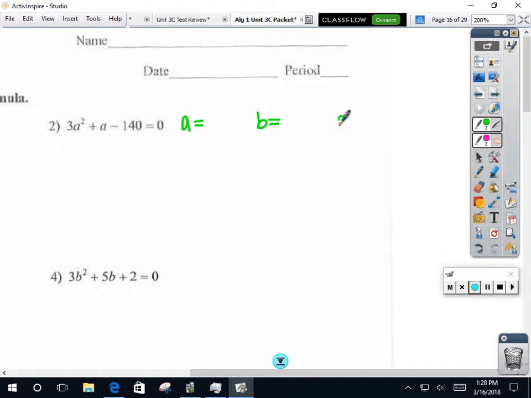What is the A? What is the B? And the C? Negative 140. Okay, then what do you do? Correct. You do B squared minus 4AC, and what is that called? Well, the whole thing is the quadratic formula, but within it, the B squared minus 4AC part also has a special name. Discriminant. Okay, so in the B place, we plug in a 1. In the A place, we plug in a 3. And in the C place, we plug in a negative 140. Now calculate that and tell me what you get.